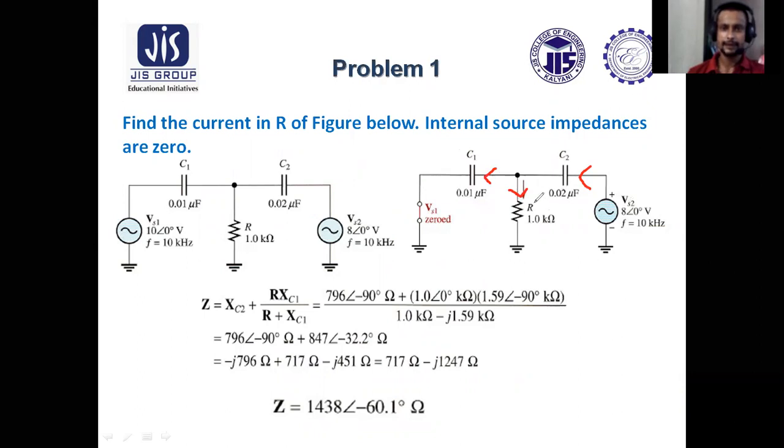Now in this case, current will be divided into R and C1. So these are in parallel combination. With this parallel combination, C2 is in series. So Z will be, in this case, XC2 plus R XC1 by R plus XC1. Now substituting all the values, we'll get Z equals to this. Clear? Now once Z is found, this IS2 could be found by IS2 equals VS2 divided by this Z.